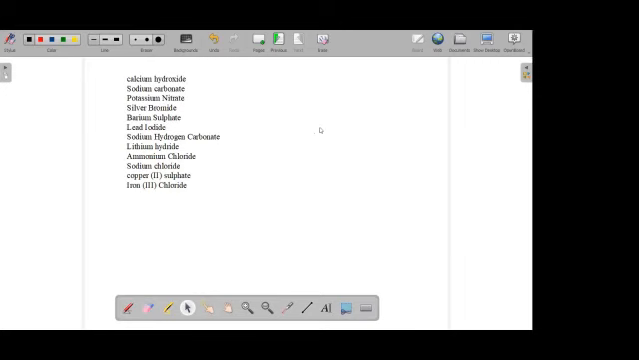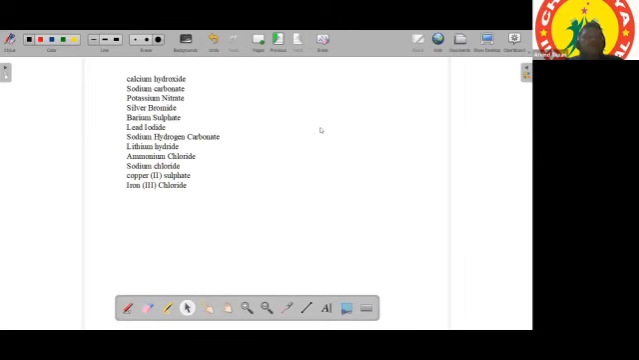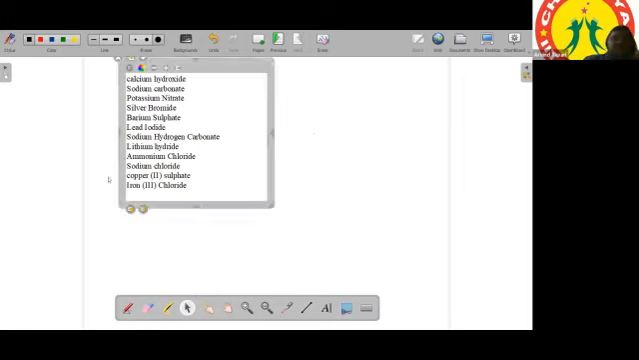What is the meaning of copper 2 sulfate? Copper 2 means copper in the oxidation state of 2. Okay. As you know that copper has two valencies, right? So that is why it's given that you don't get confused which copper is it. So this is copper of valency 2. Okay, sir.